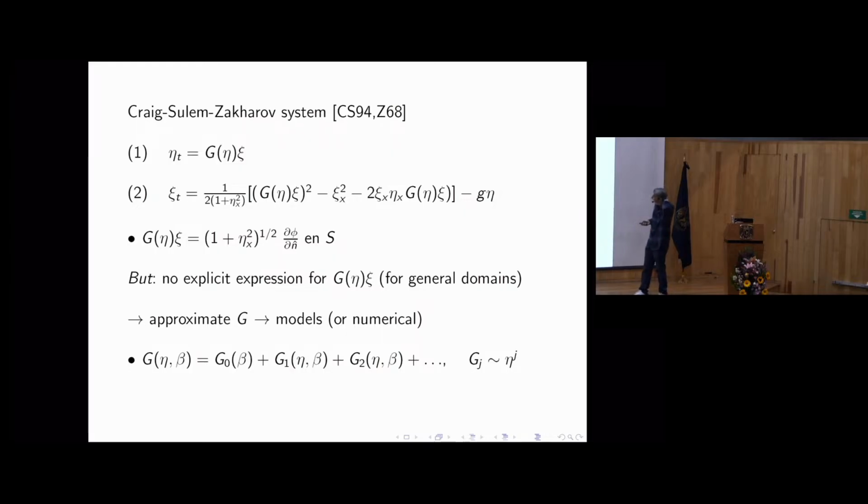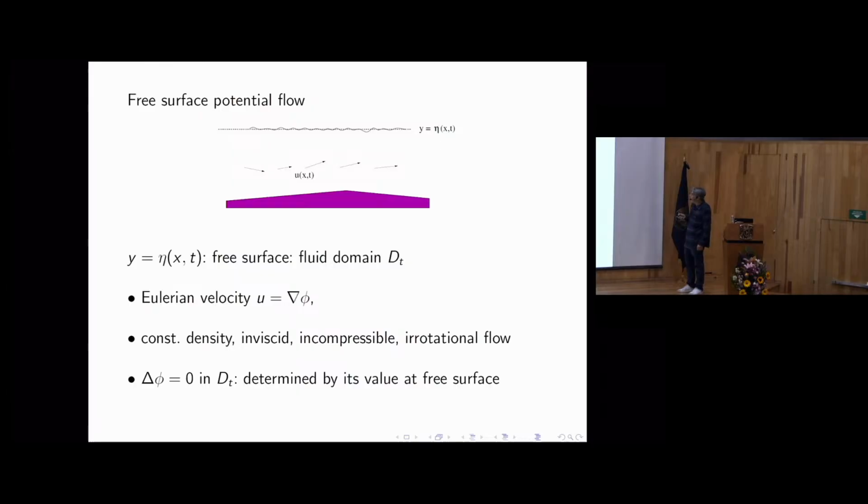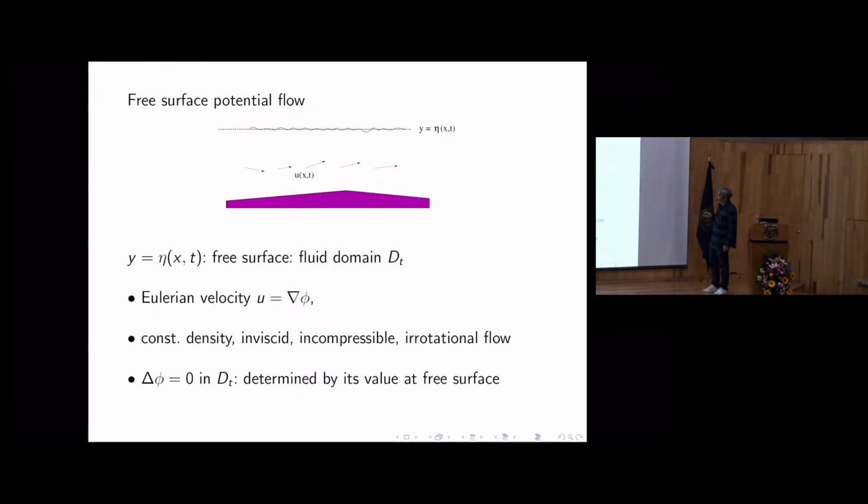But what has been done for a long time is to write some kind of approximation. For example, for small amplitude, we could approximate that based on the simpler problem where the amplitude is simply 0. We have a flat surface. And of course, this is easier to approximate also when there is no bottom topography.